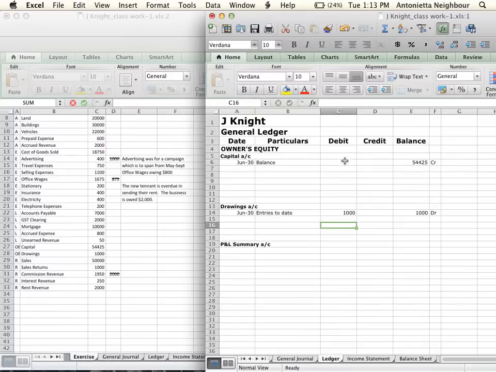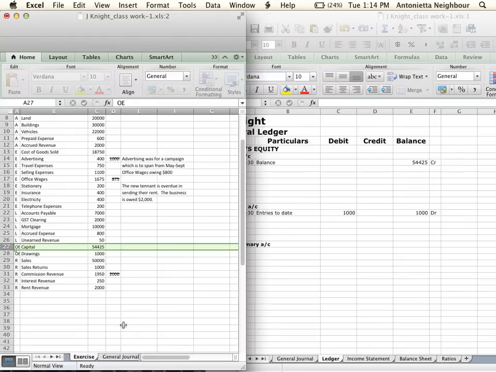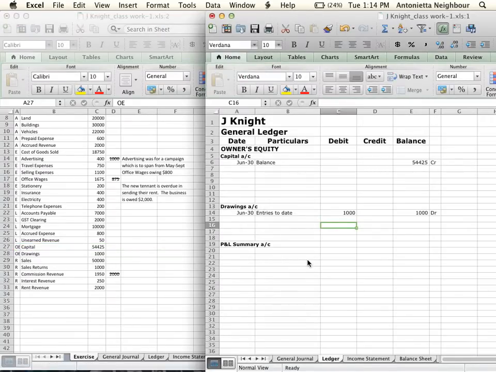I don't put 54,425 in the credit column here because it doesn't represent a double entry. It's just how much is in that account. That represents a double entry during the period. Where it says balance, do you need to get the same amount in credit as well? No, don't put one in. You don't do that for balances.